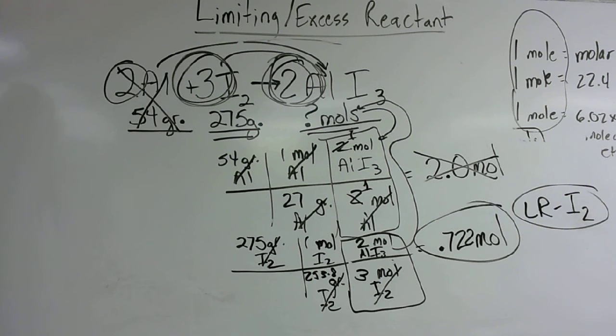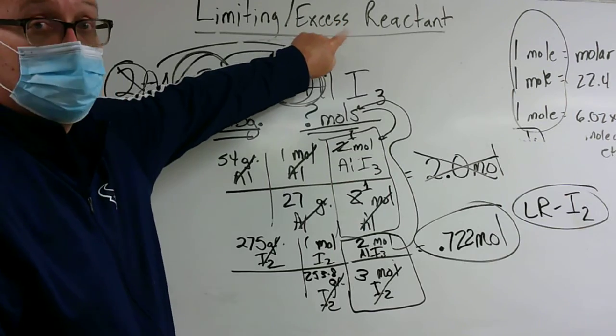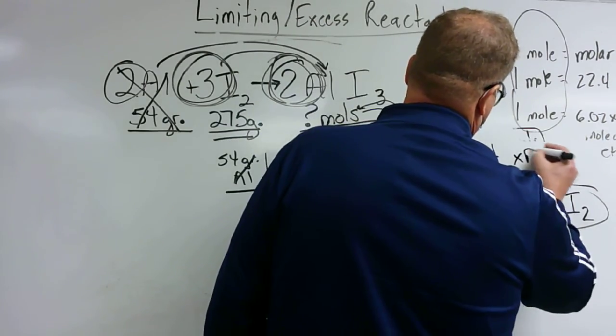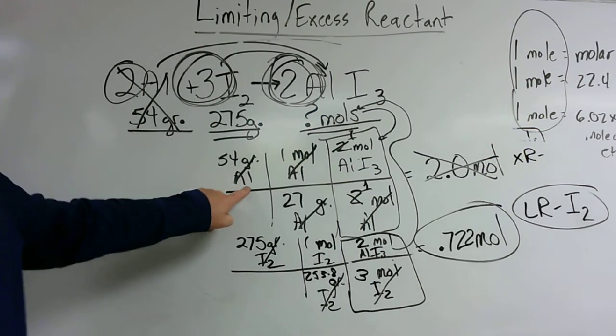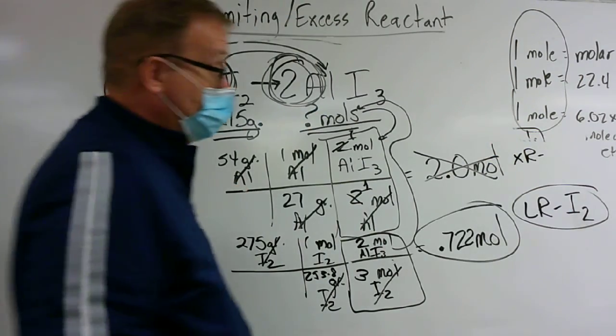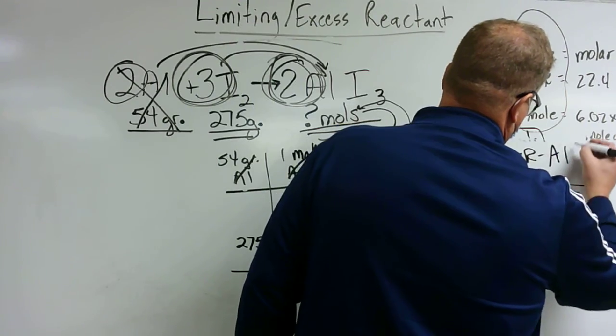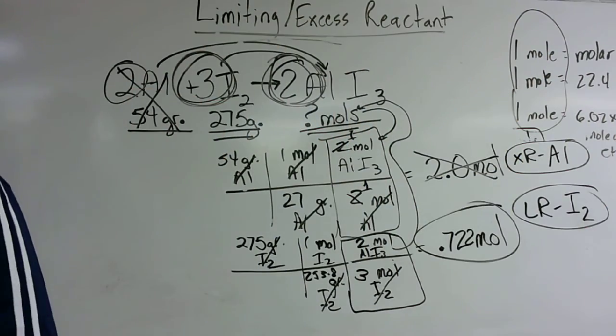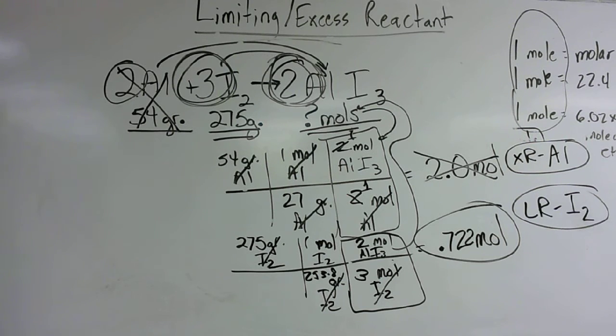What must the other one be? Well, if it's not limiting, it must be what? Excess. So my excess reactant is going to be aluminum. They are the elements, not the number. But if you get the numbers, then you're on the right track anyway. Okay?